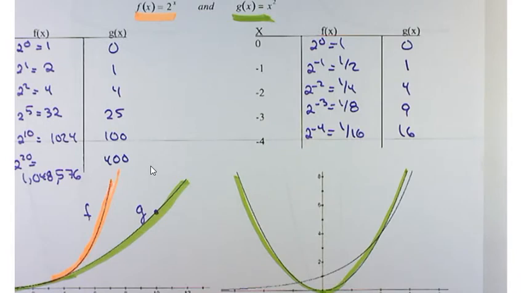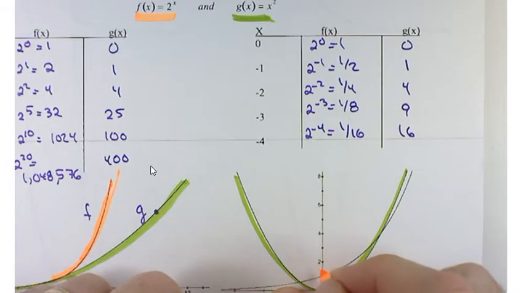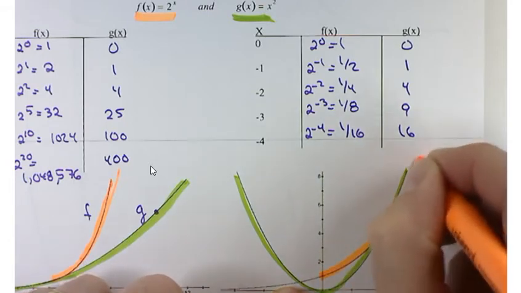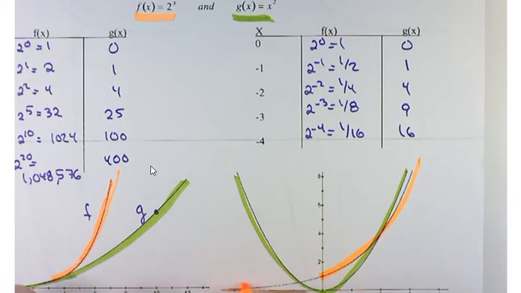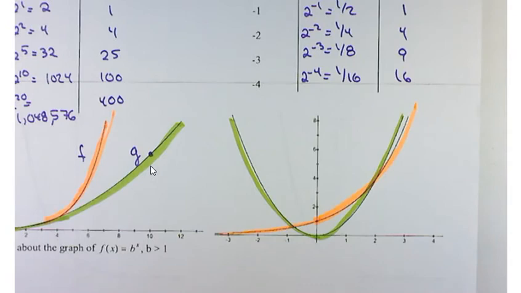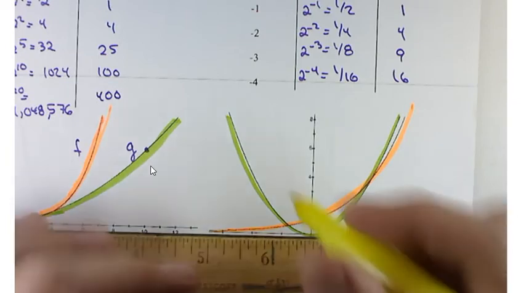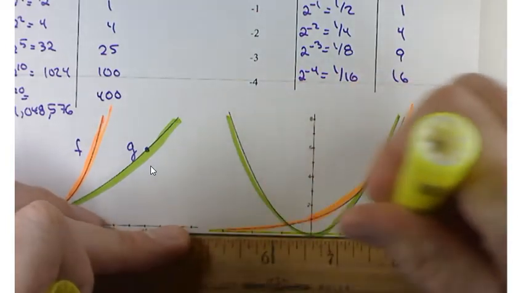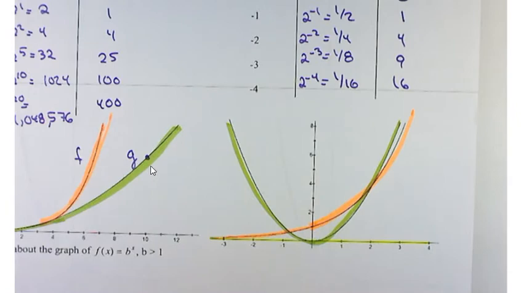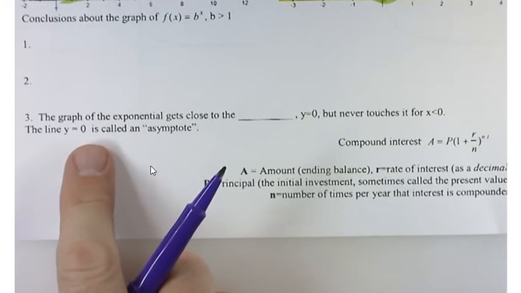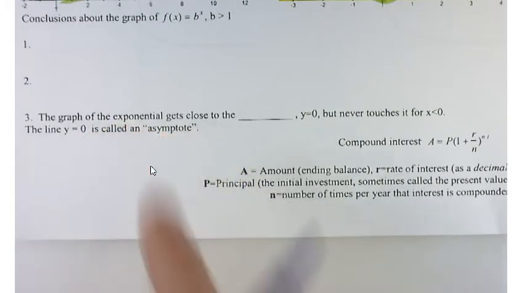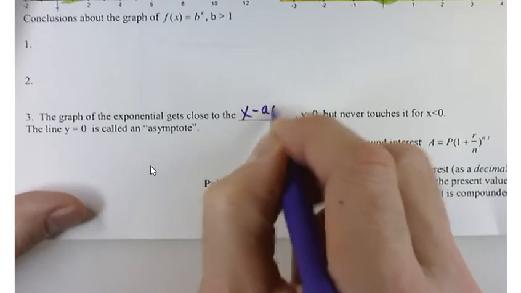Now for our other one, to the right of the y-axis, you see the function taking off. But to the left of it, you're getting closer and closer to the x-axis, closer and closer to this line, y equals 0. And y equals 0 is going to have a special name for us, because this is what's called a horizontal asymptote. So down here, some of the conclusions that you should be getting.